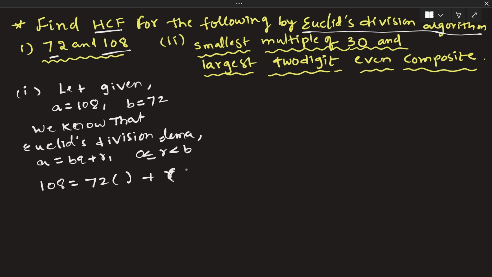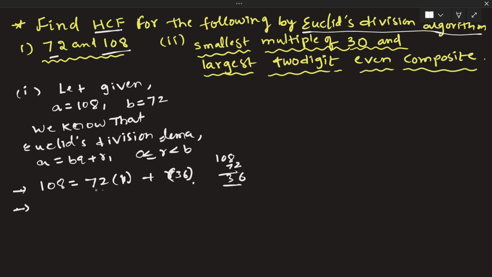Let us see how many times 72 divides 108. 72 divides it one time. So what is the remainder here? From 108 we subtract 72: 8 minus 2 is 6, 10 minus 7 is 3. So the remainder value is 36. Here we can observe that the remainder is 36, the divisor is 72, and 108 is the dividend. The remainder should be 0, so the procedure must be followed until the remainder value becomes 0. For that purpose, we will apply the division algorithm once again for the second time.